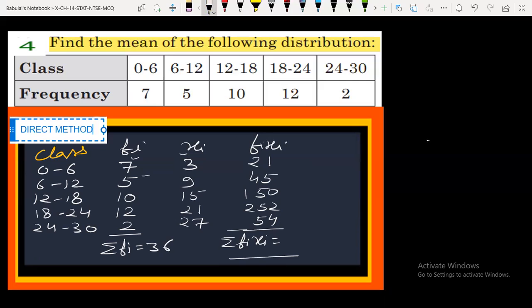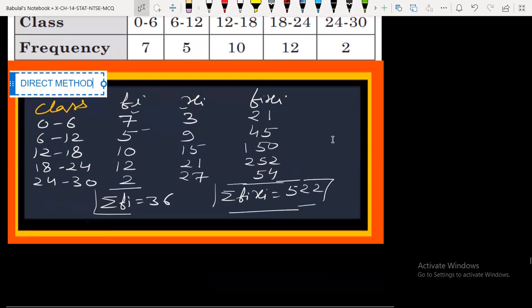Yes, don't add in a hurry, because most of the students get their addition wrong due to haste. Please do it slowly, do wisely. So 21 plus 45 plus 150 plus 252 plus 54, their sum is 522. Now use the formula for the mean.